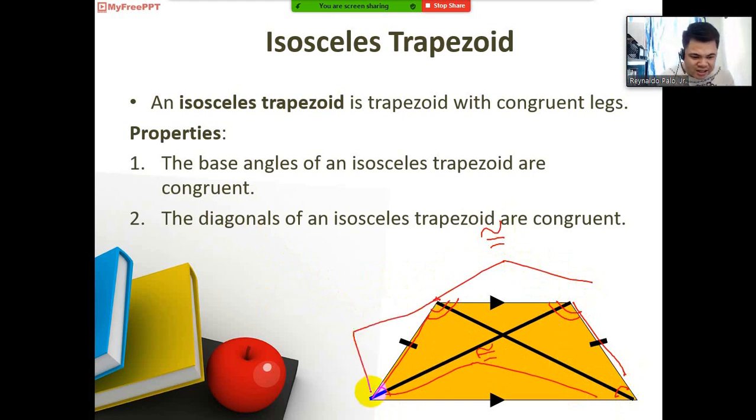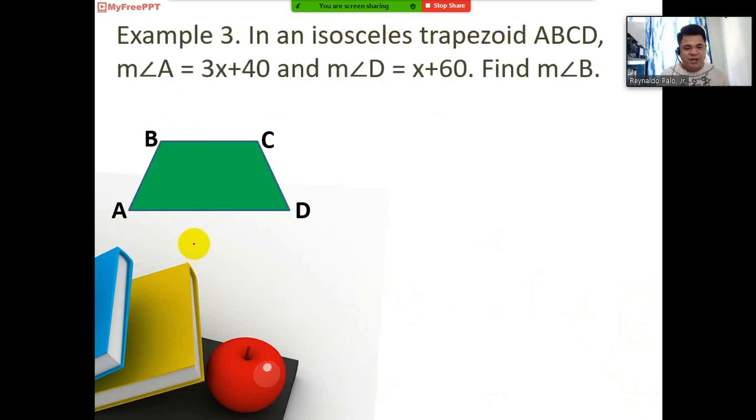The leg angles are supplementary. Remember those things. And then the diagonals of an isosceles trapezoid are of course congruent. Just take note of the properties, because we're going to use those properties whenever we solve for the unknown angles and sides. Okay, let's proceed. Example 3.